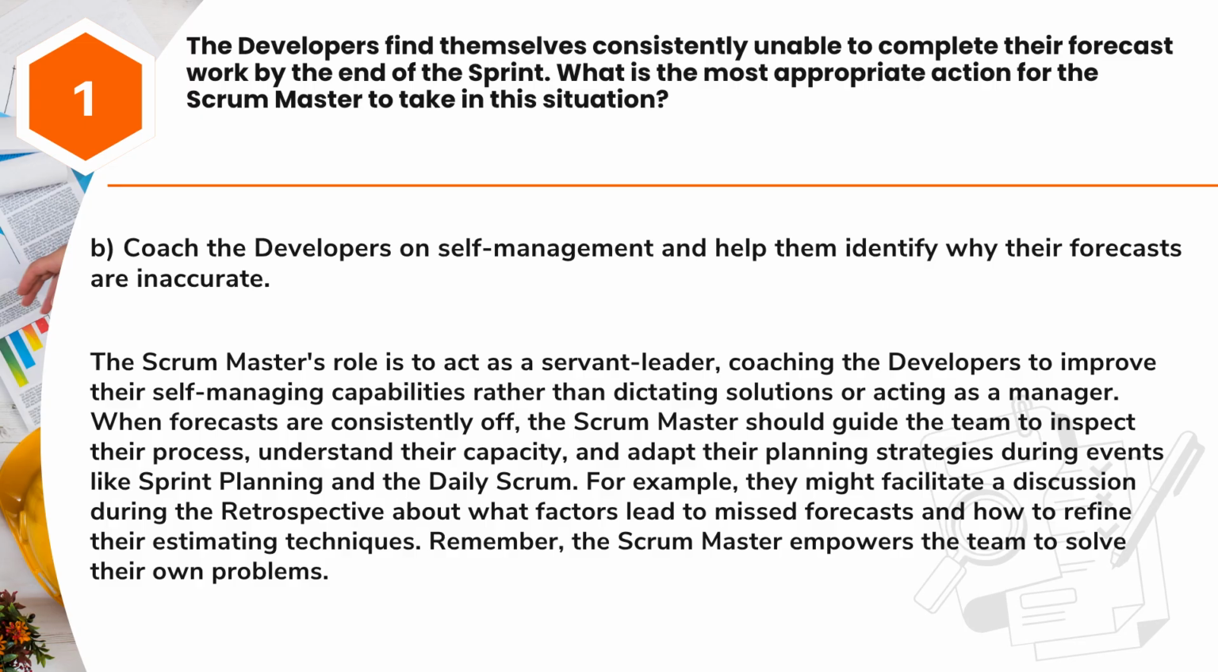When forecasts are consistently off, the Scrum Master should guide the team to inspect their process, understand their capacity, and adapt their planning strategies during events like sprint planning and the Daily Scrum. For example, they might facilitate a discussion during the retrospective about what factors lead to missed forecasts and how to refine their estimating techniques. Remember, the Scrum Master empowers the team to solve their own problems.